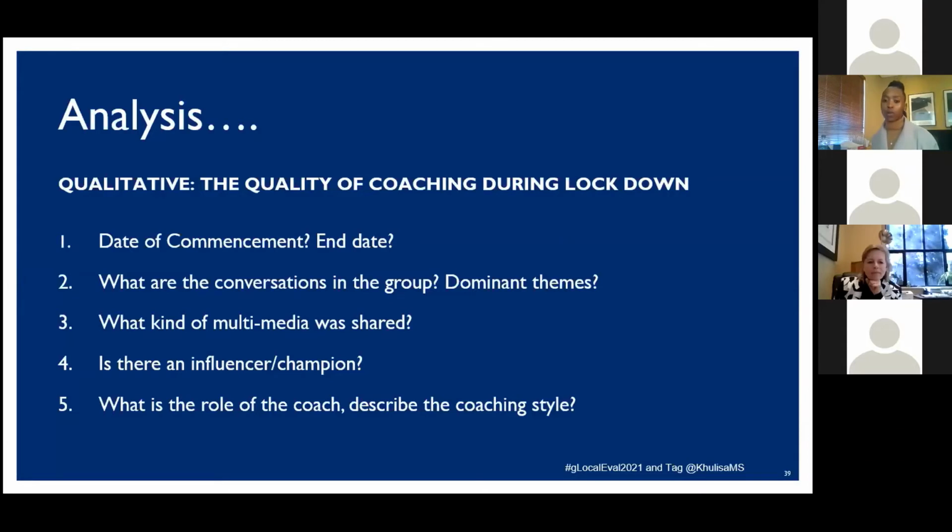What are the conversations in the group and the dominant peaks? Because you want to assess what the movement is like. You want to assess the atmosphere. What kind of multimedia was shared? The attachments we spoke about. Is there an influencer or a champion in the group? So the rules of social media still apply here, because an influencer is someone who's responsive, who's interactive, and who engages frequently in the group. We cannot say that someone is an influencer if they don't respond. So that test was more of a frequency test. Which one of the participants, not the coaches, participates more, interacts more?